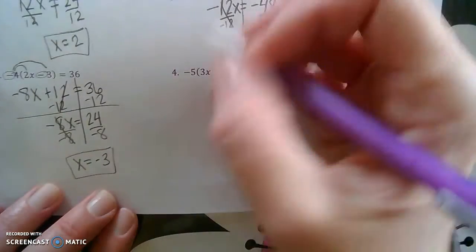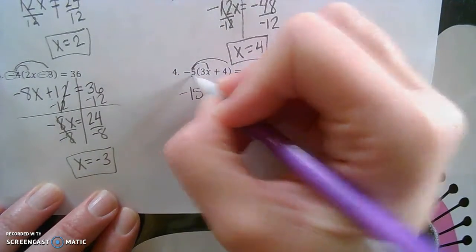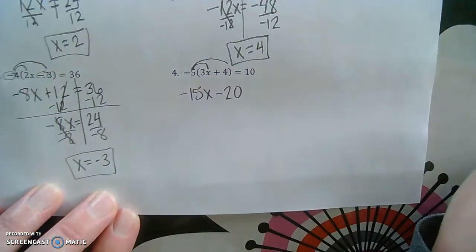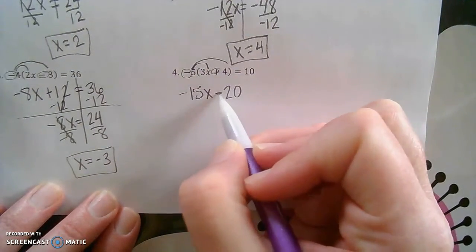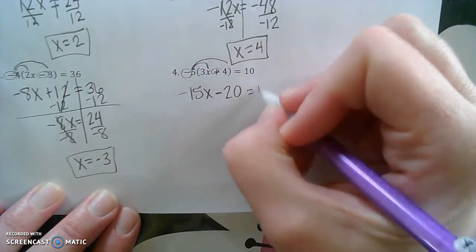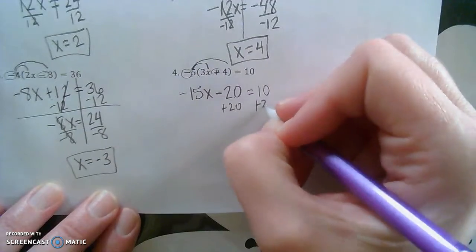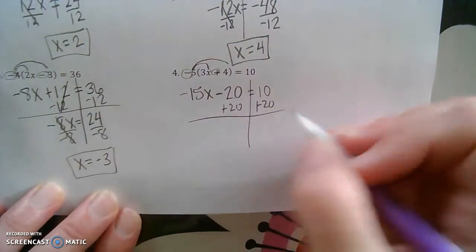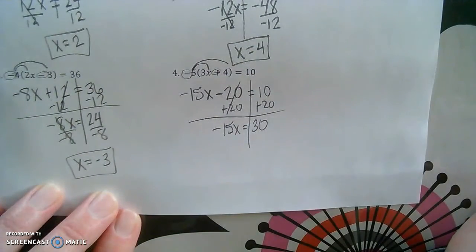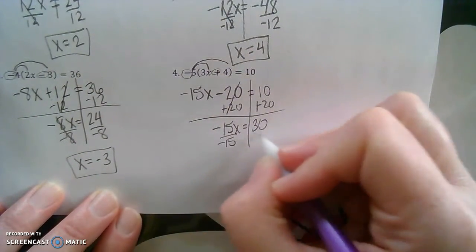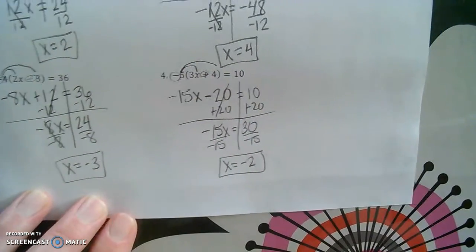Last one. Distribute negative 15x when we multiply. Negative 5 times positive 4 ends up being negative 20, so you write a minus sign. Okay, again, this was negative, this was positive, so it becomes a negative, so we write minus 20. Equals 10. We need to get rid of minus 20, so plus 20 to both sides. Those go away. Negative 15x equals 30. Divide by negative 15, divide by negative 15, x equals negative 2 is what we get for our answer.